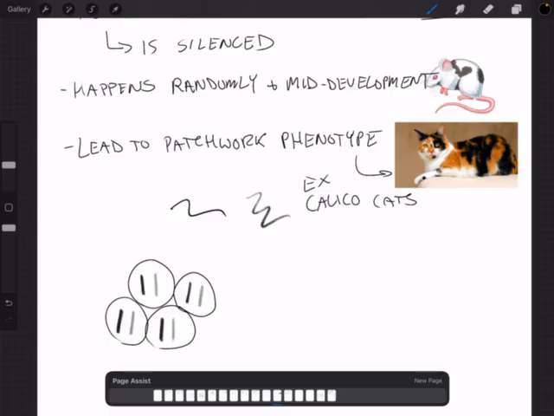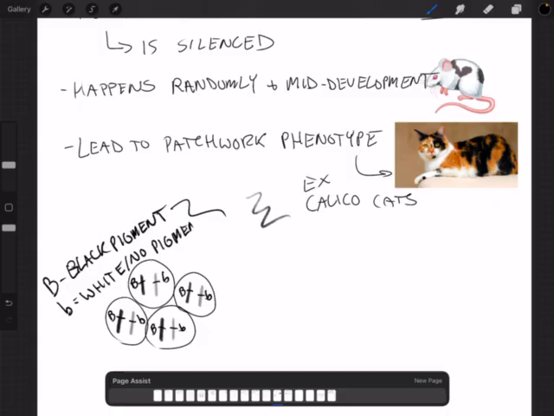Okay. So let's give this one a dominant B allele and this one a recessive B allele. This one will have a dominant B. This will have a recessive, dominant, recessive. Okay. The B allele here will be black pigment. Okay, and the recessive allele will be white or no pigment. Okay. What happens is this embryo has both alleles. Both are being made potentially if it was making pigment, right? You could have the black and the white.